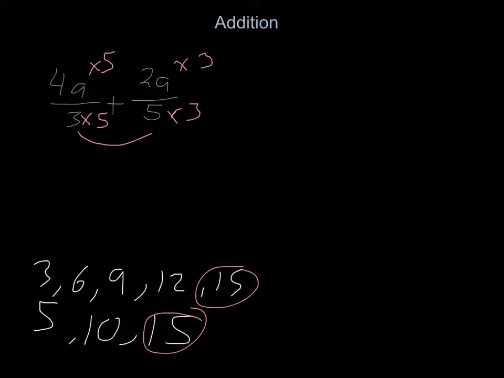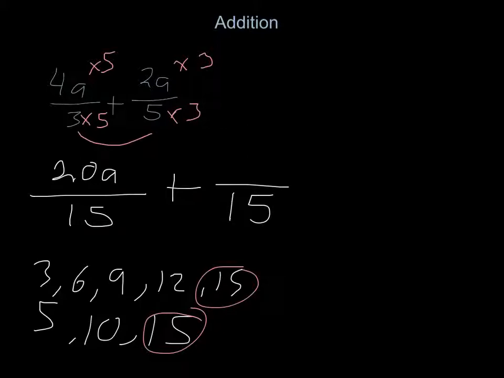Alright, let's rewrite all of this underneath it with the appropriate answers. So what is 4a times 5? 20. 20a over 3 times 5, you've got it, 15, plus. Now, we already know that our denominator is going to be 15, so I'll put it in there. Now, all else we need to solve is 2a times 3. 2 times 3 is 6, and the a just stays the same, so I've got 6a.